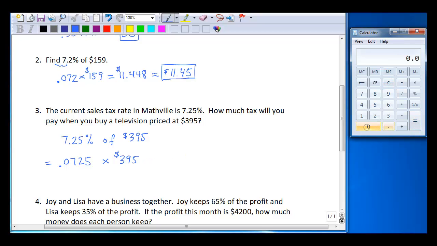So 0.0725 times 395 is 28.6375. And again, because we're talking about money here, the tax you're going to pay, we're going to round to the nearest penny, so that would be $28.64.